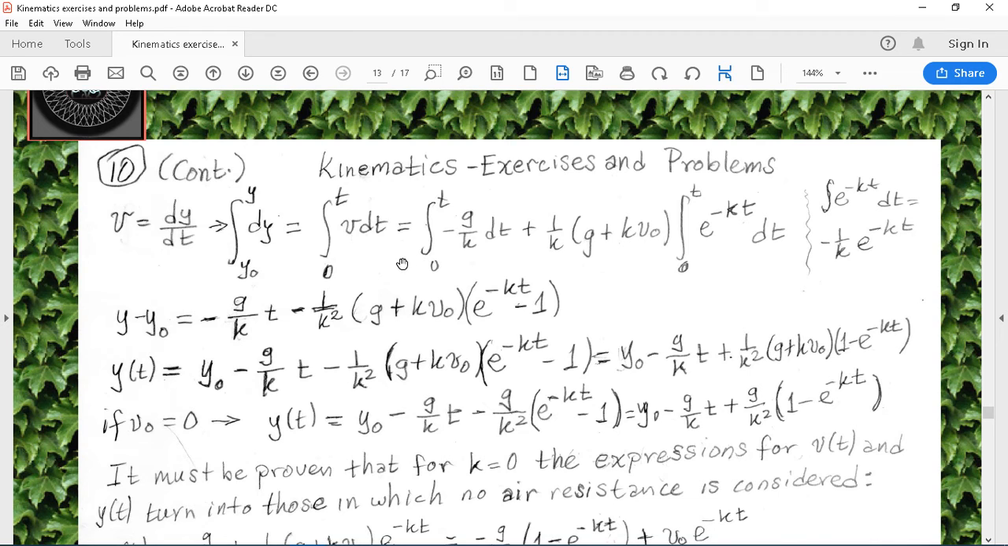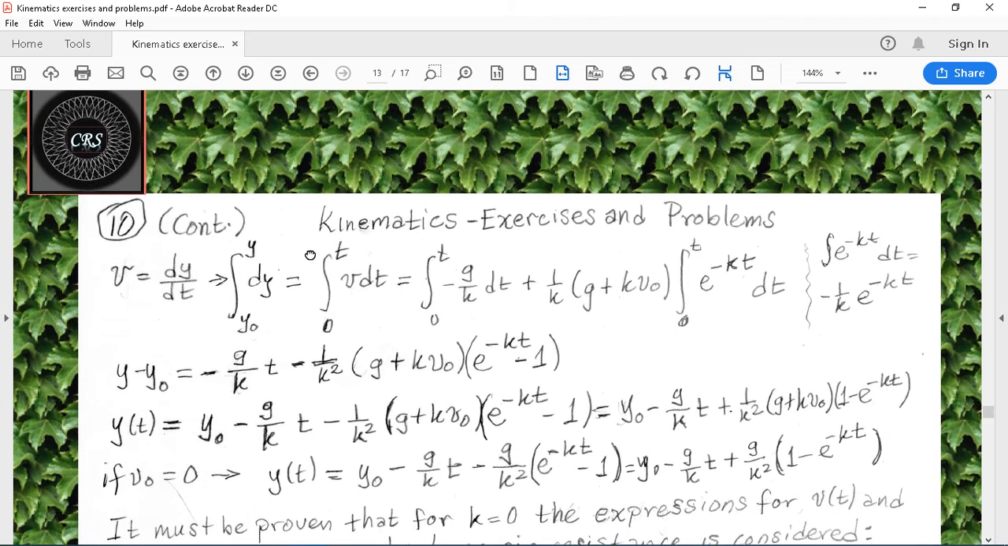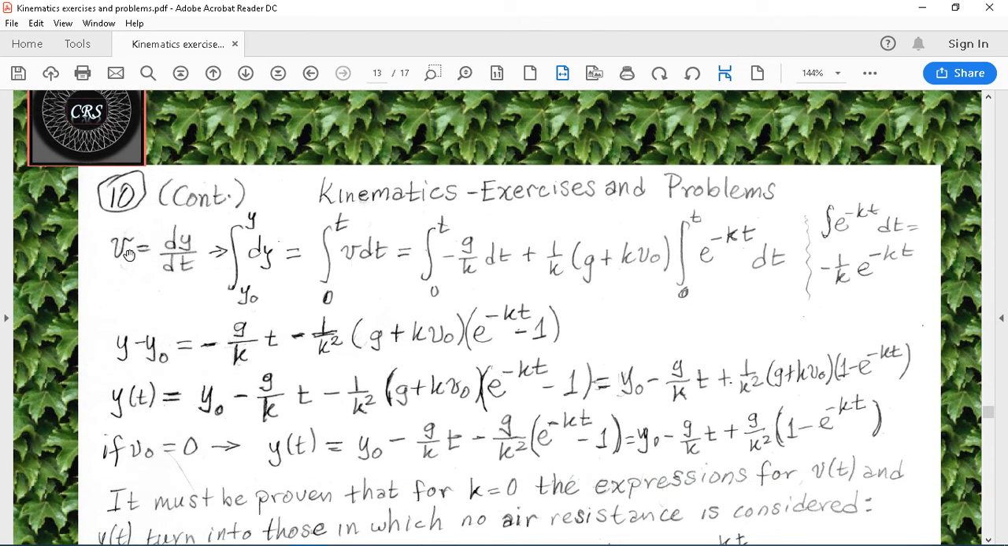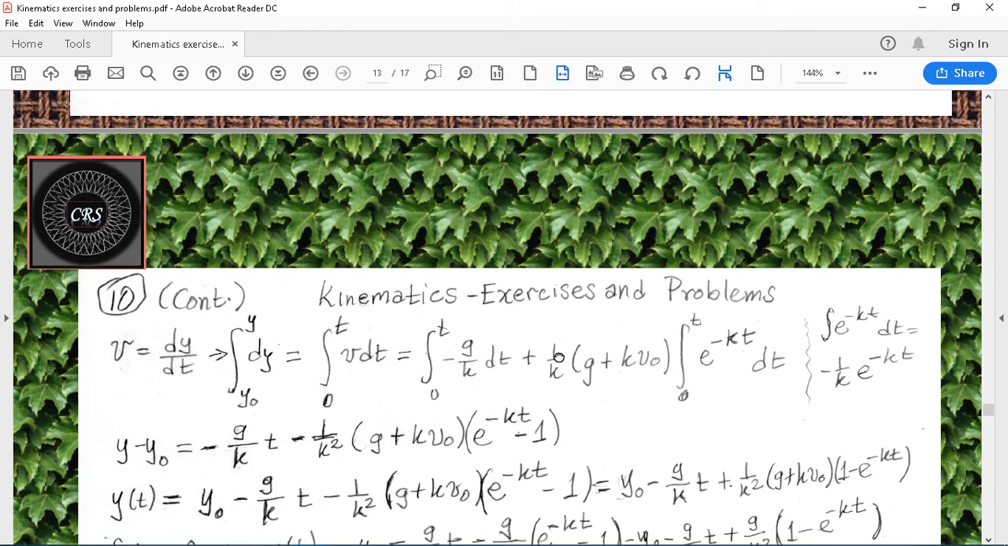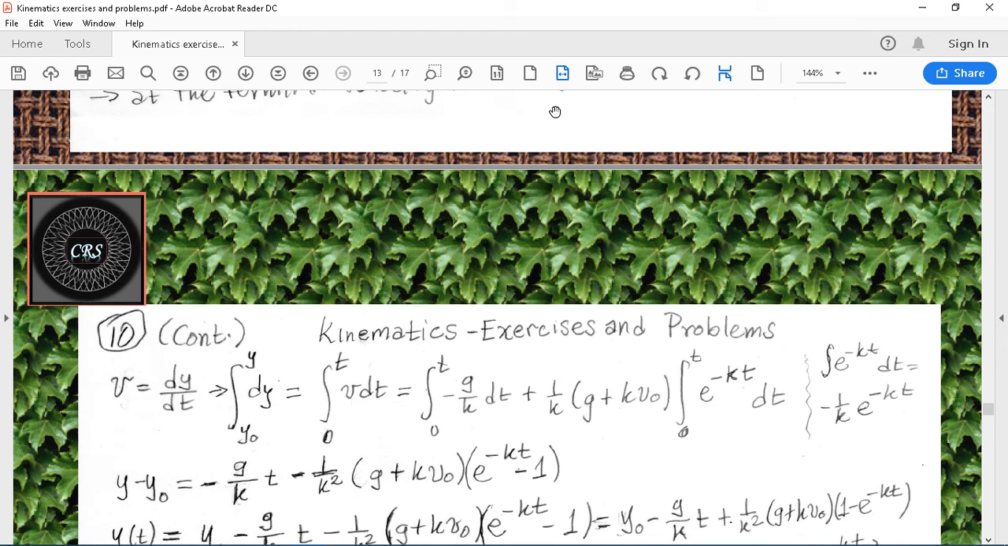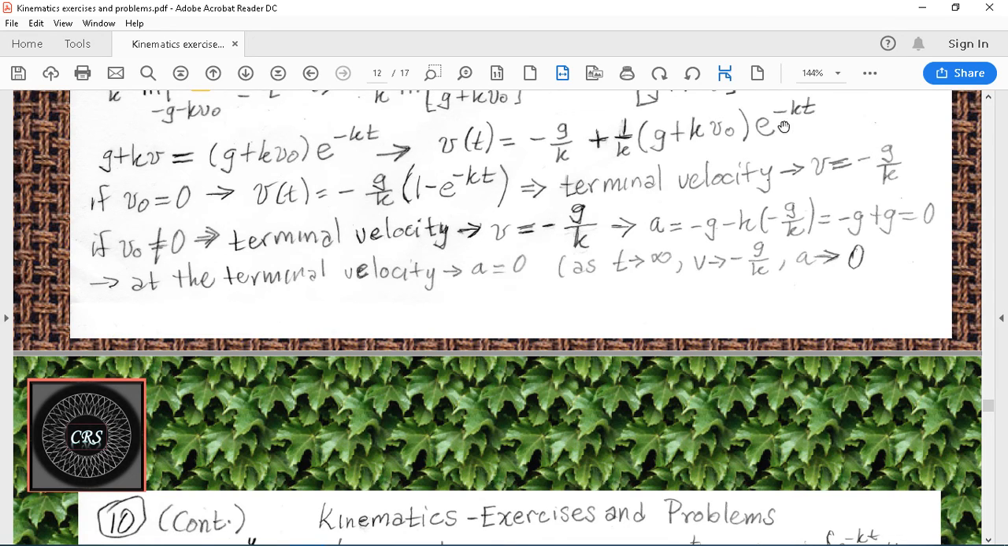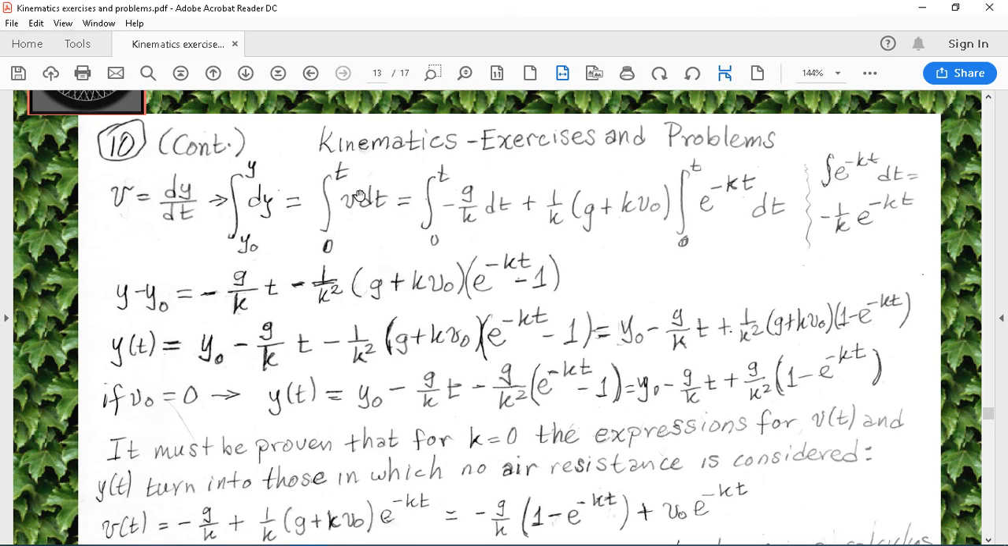Okay, now let's see how we can obtain the position of the falling body. We have that v equals dy/dt, and therefore we have the integral of dy, evaluated from y0 to y, equal to the integral of v dt, to be evaluated from 0 to t. So the formula for the velocity that we're to use here is this one. We replace this expression within this expression here, and we get this expression here.